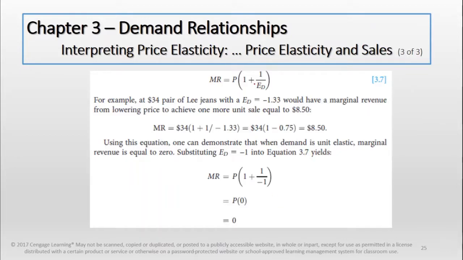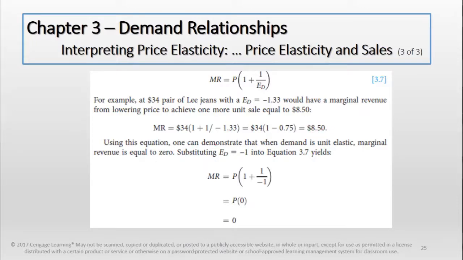So, given an example, you have a $34 pair of jeans with an elasticity of demand of negative 1.33, would have a marginal revenue from lowering price to achieve one more unit of sale equal to 8.50. So your formula uses your 34, which is your price, and then your elasticity of demand. So you get 8.50.